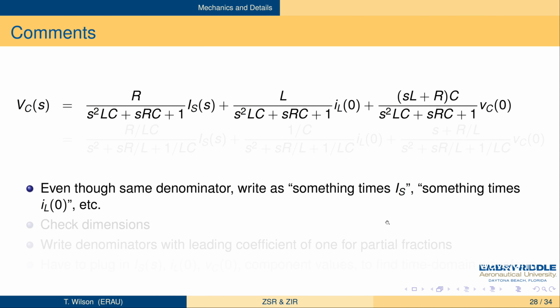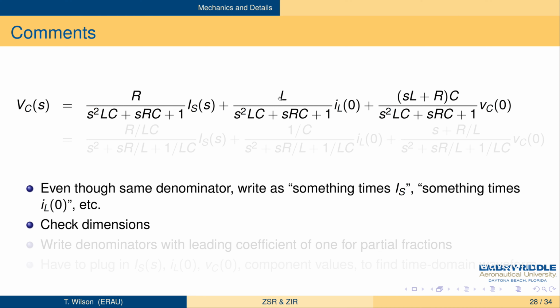So we can do some checking here. We've already mentioned how we wrote this out. We're going to check dimensions. The voltage in the S domain is volts times seconds. We have resistance times current times seconds, so that's volts times amps seconds, so we get volts seconds. The denominator is dimensionless. This is 1 over time squared times time squared, 1 over time times time, dimensionless.